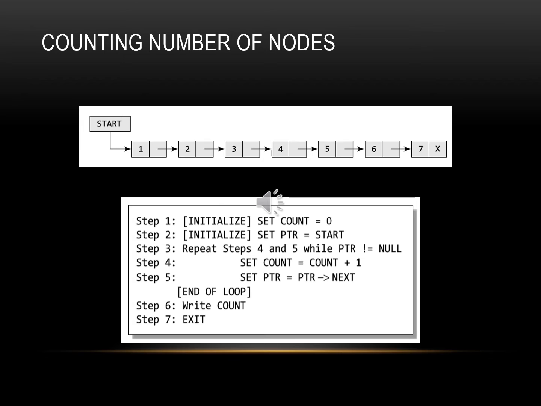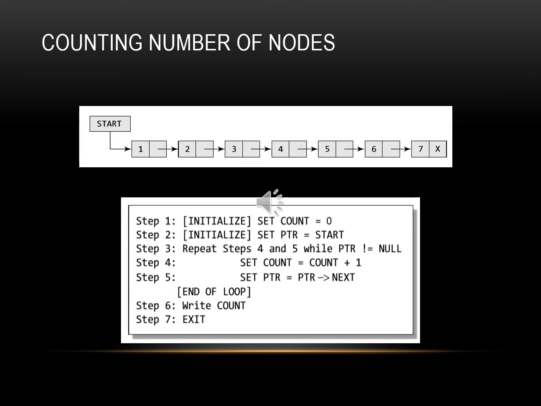Now as you can see, this simple algorithm is for counting the number of nodes in the linked list. So we have taken a variable count whose initial value is 0, and we have taken an extra pointer ptr which also contains the address of the first node, that is equal to start, because the address of the first node is present in start. Why we have taken this extra pointer, I will come to later.